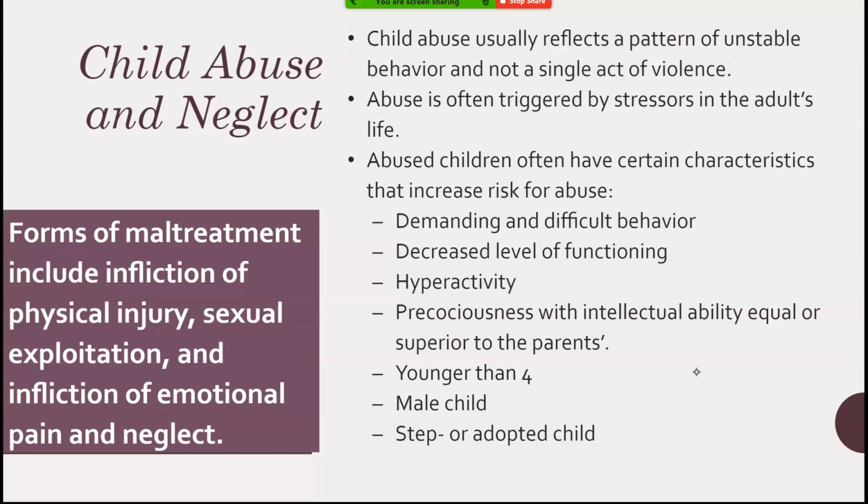Kids who have special needs and/or intellectual issues are at high risk for abuse. Adults who have been abused are more likely to be abusers themselves, unfortunately. It's usually an ongoing pattern of unstable behavior. It's not a singular act of violence. It's not just because mom or dad lost patience with the kid and smacked them.